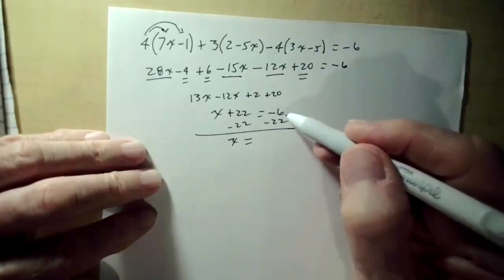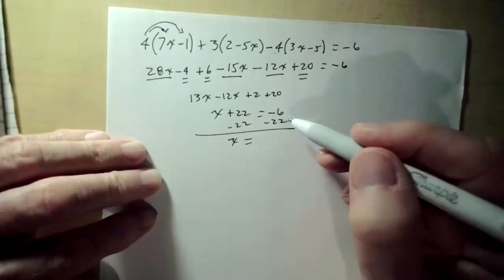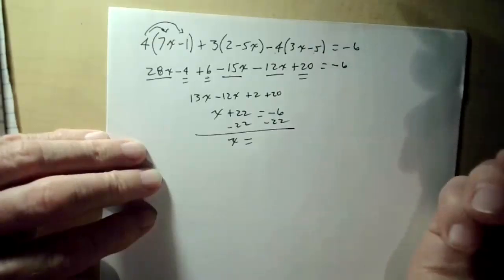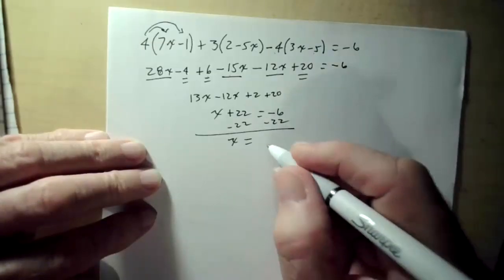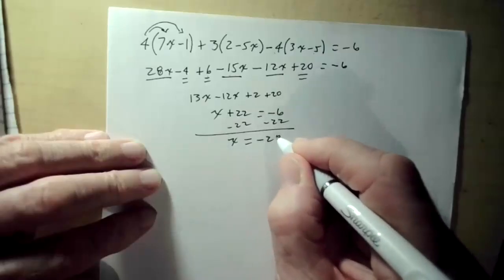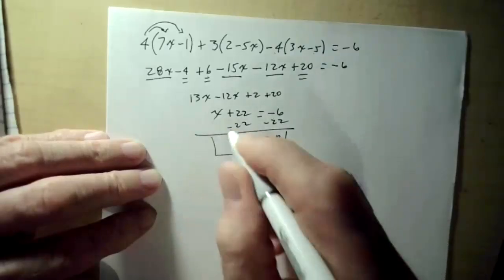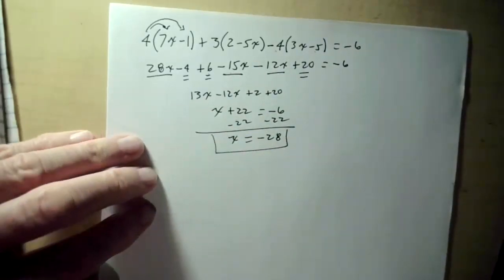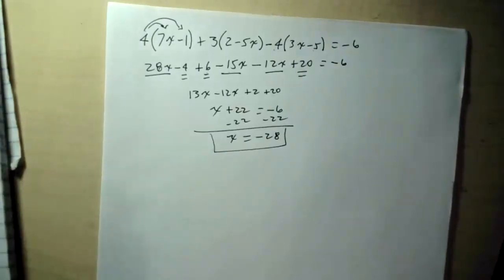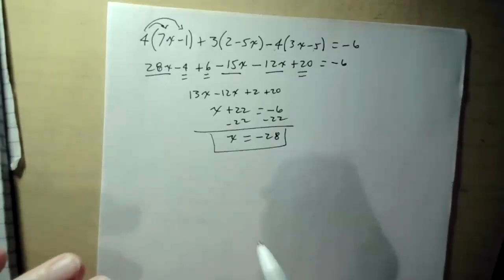X equals. Now the signs are the same. Now we're combining these two things. Signs are the same, so we add. Keep the same sign. Negative 28. Okay. That really wasn't so bad, was it?